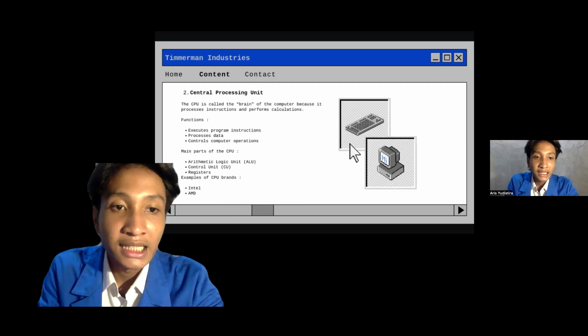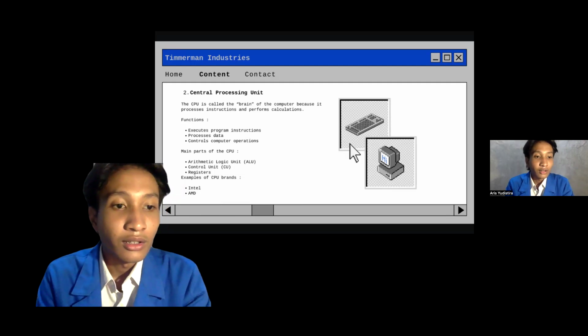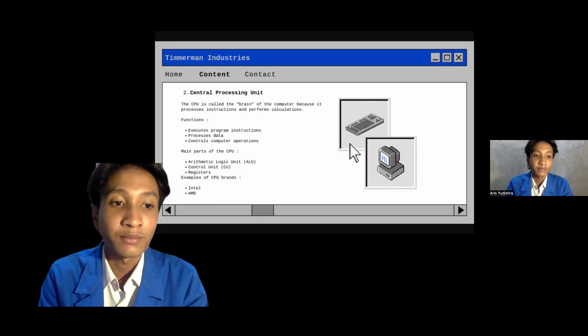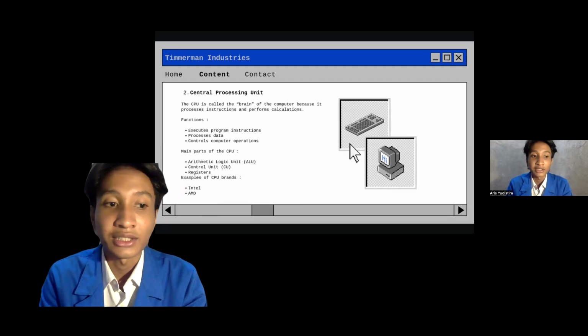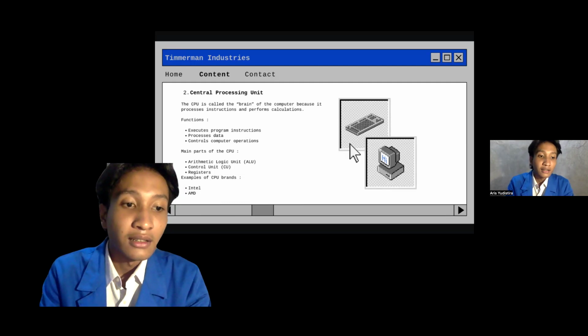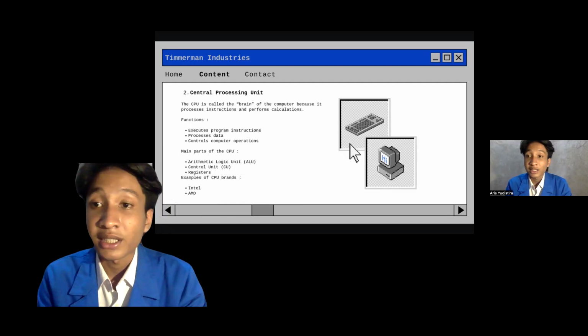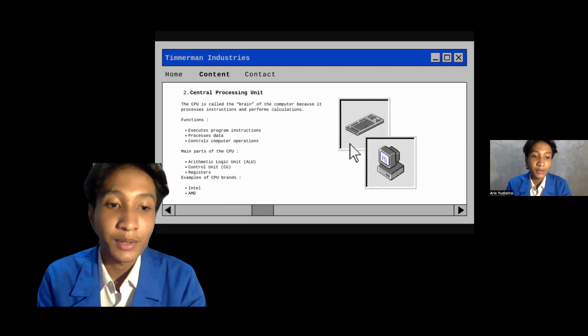The second is the central processing unit, or the CPU, known as the brain of the computer because it processes instructions and calculations. The CPU performs three important tasks. Number one is executing program instructions. Number two is processing data. And number three, controlling computer operations.